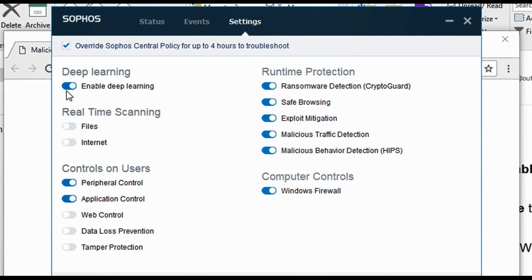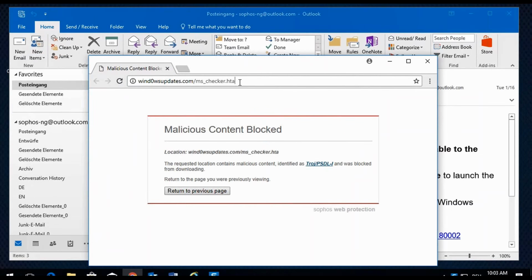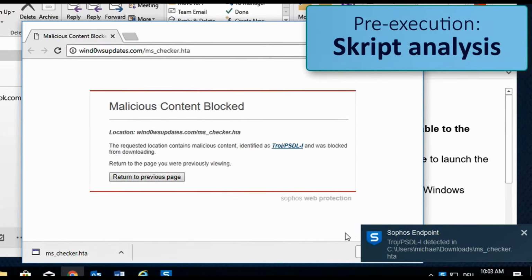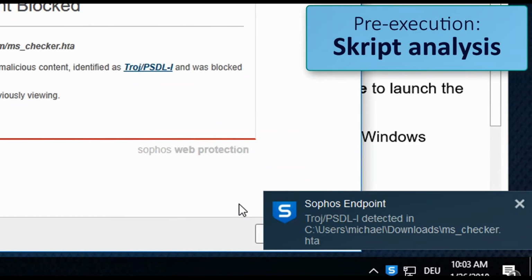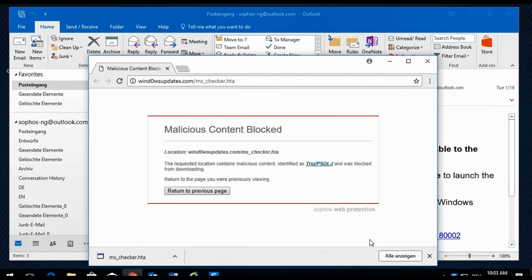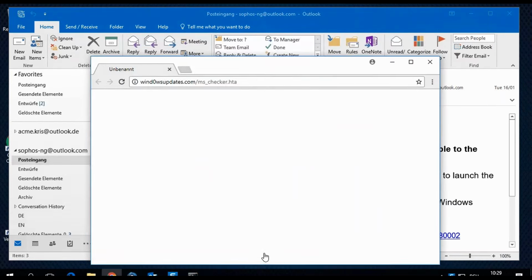Then we are toggling out the traditional technologies and machine learning now. And let's see what happens now. So going for the same page, so downloading the checker HTA, we can see the script analysis kicks in. So we have a behavior-based detection combined with a script analysis. So when we see there's a malicious script, we're capable of stopping it. So no chance for the attacker to get onto your machine to infect it with a crypto miner or with a ransomware. So this is how we work. We have multiple layers of security in here to give you a really great protection.